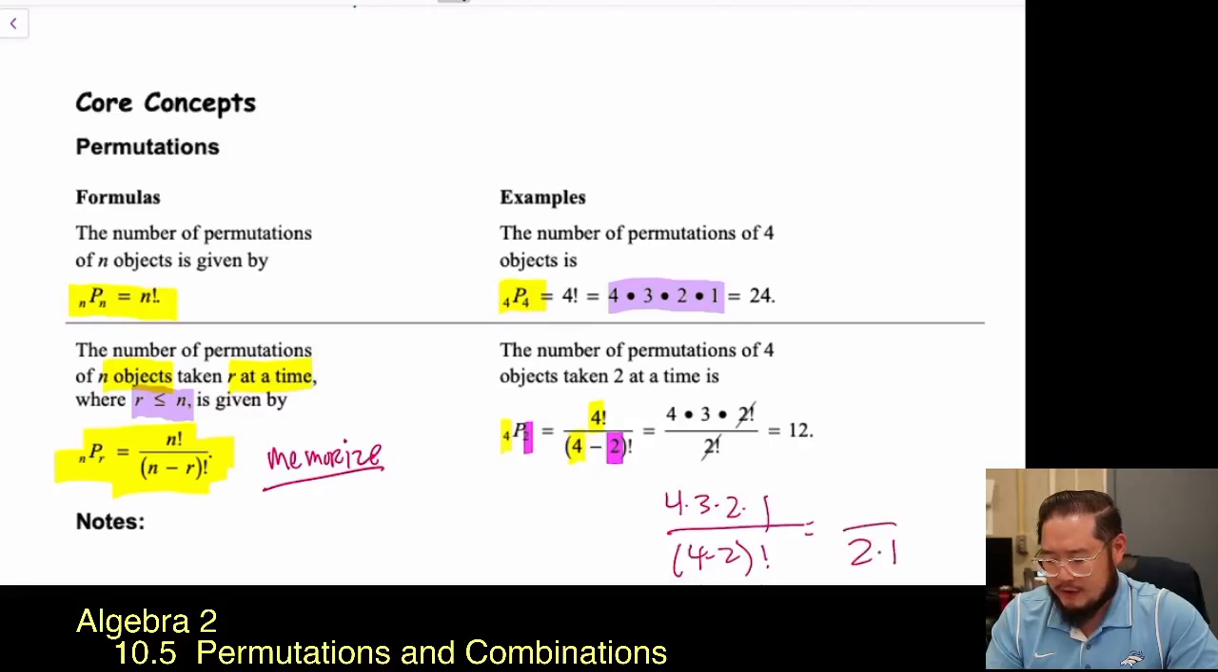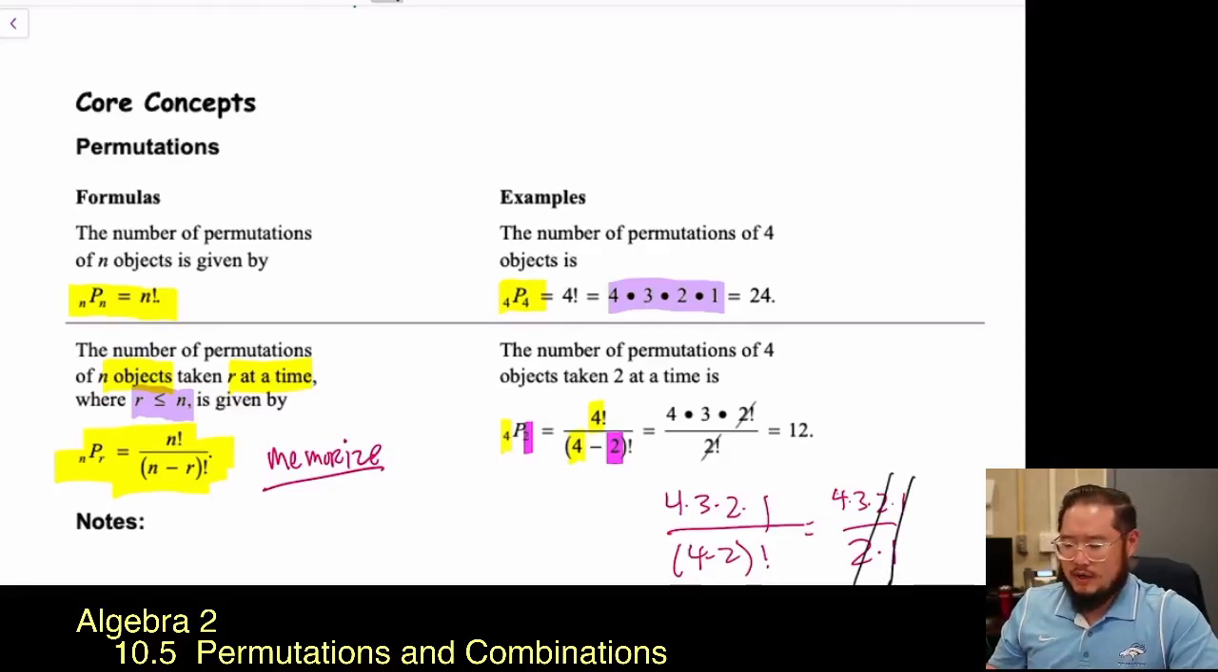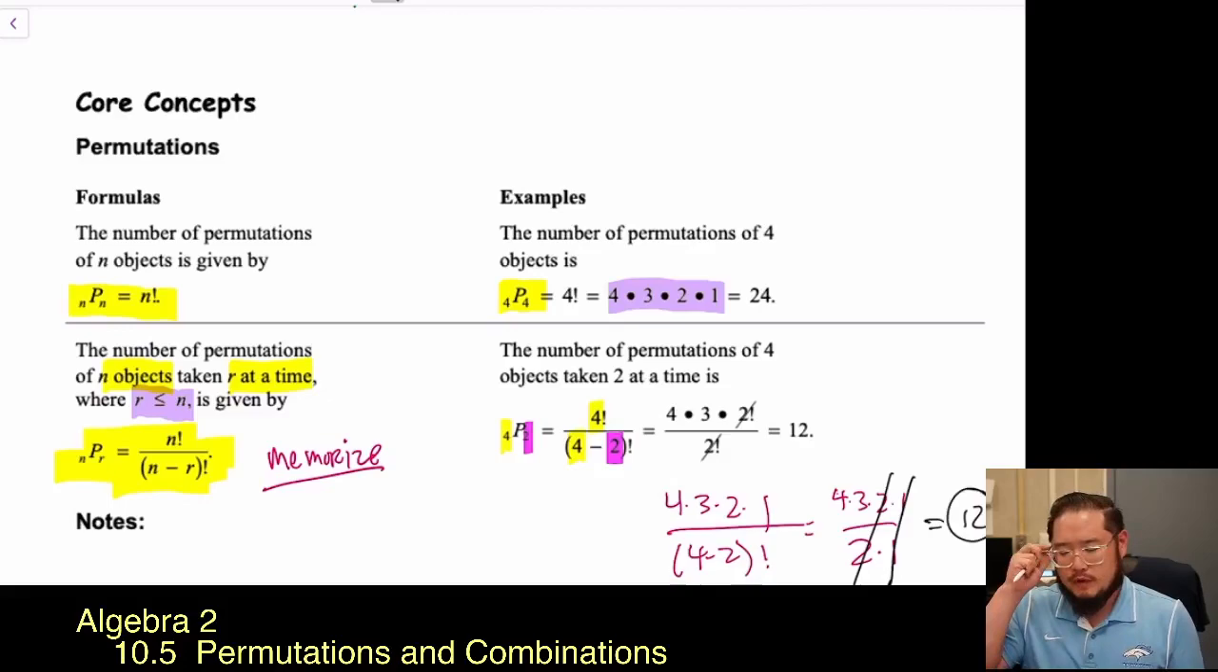And then if we take the factorial, it's 2 times 1, right? So let me go ahead and rewrite that in my numerator. And what ends up happening here is that we can cancel things out. So what you're left with is 4 and 3. You take 4 times 3 and you get your answer of 12.